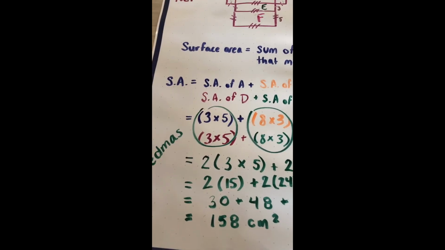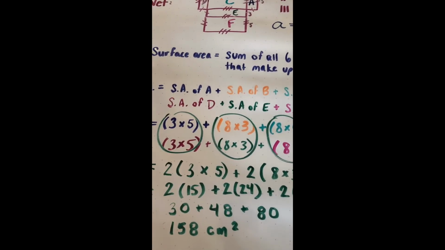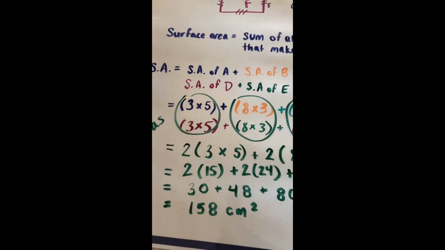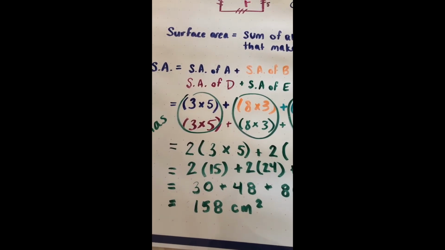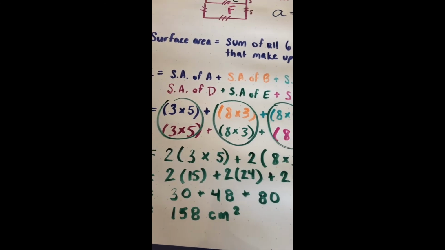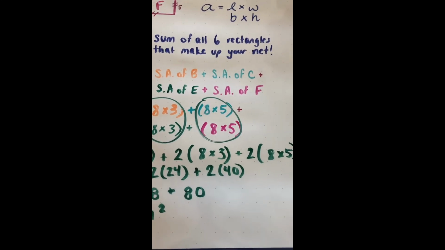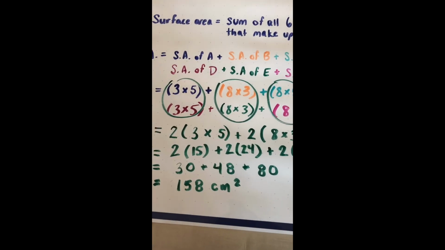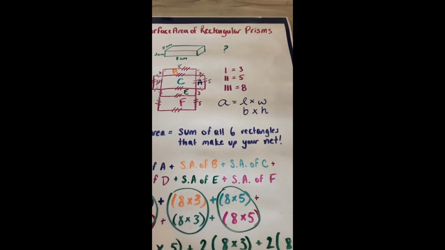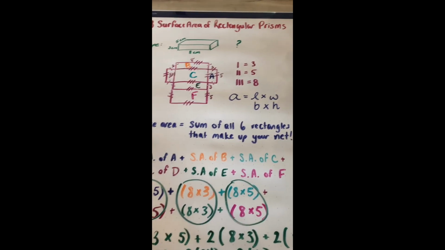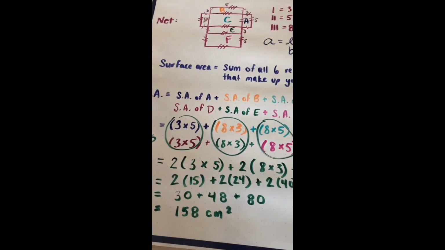So you can either add up each of the surface areas, so you would add those 6 equations, or when we notice the pattern, we could simply take 2 times the surface area of A plus 2 times the surface area of B plus 2 times the surface area of C to get our final answer. So that was calculating surface area of rectangular prisms, and we're going to try out a few different 3D shapes later this week.